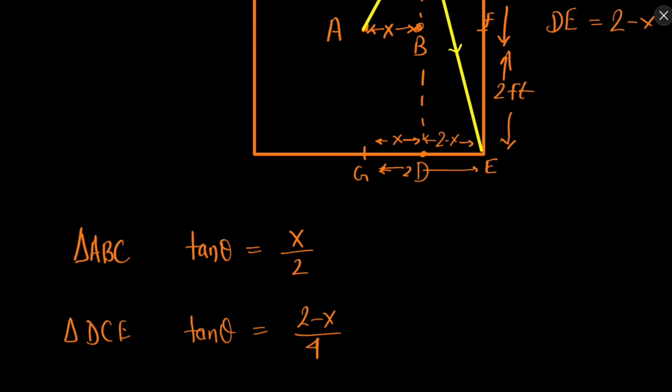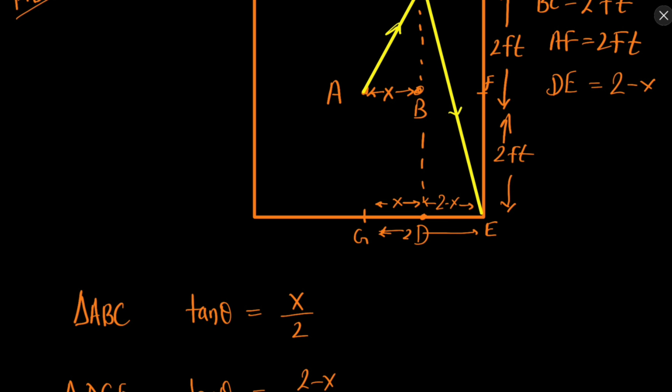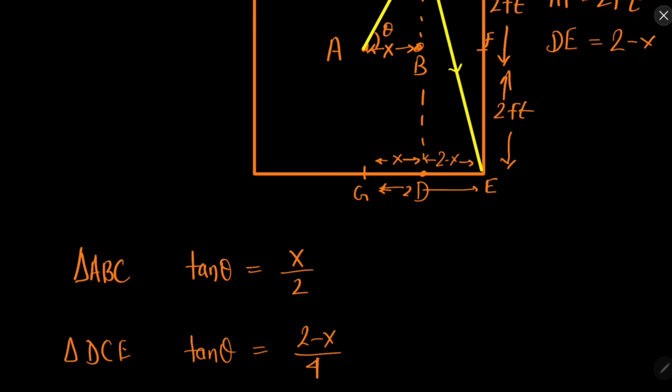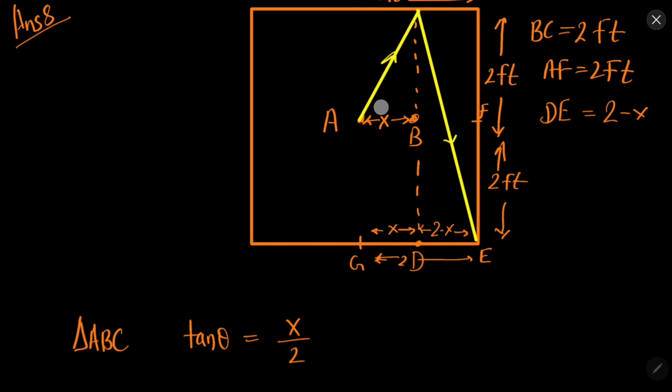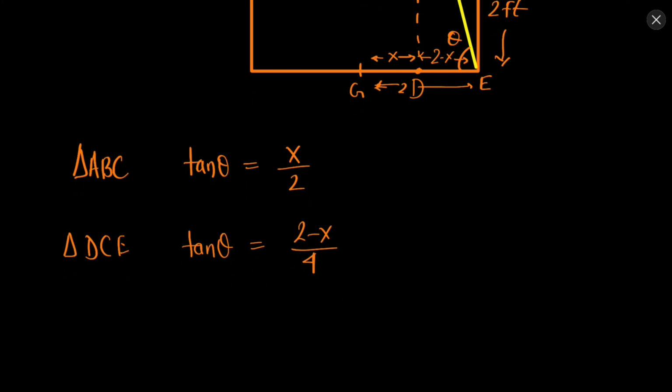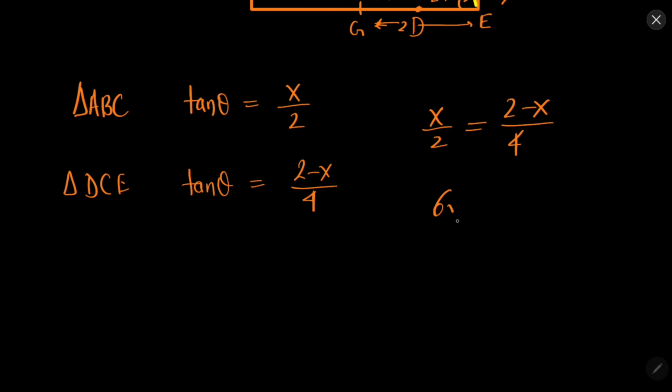Now ultimately these two will be equal. Look, this angle theta. No, the angle is actually, one angle is this and one angle is this, and this angle theta. Now these angles will be approximately equal, so x by 2 equals (2 minus x) by 4. So from here we will get 6x equal to 4, so x will be equal to 2 by 3 feet.